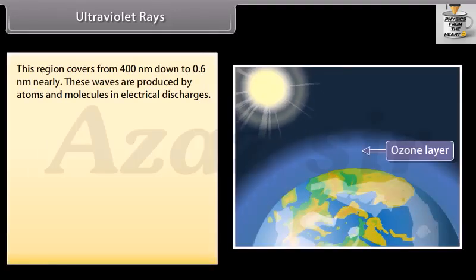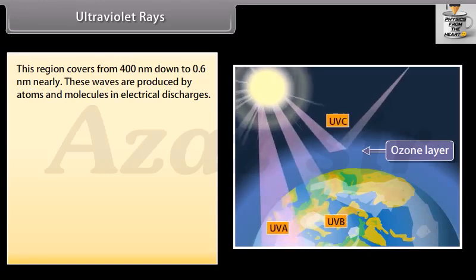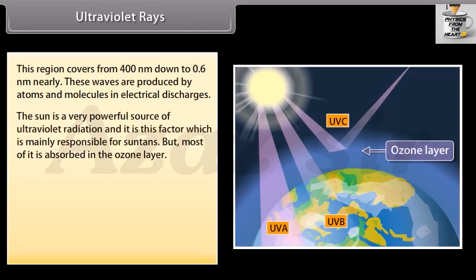Ultraviolet rays. This region covers from 400 nanometers down to nearly 0.6 nanometer. These waves are produced by atoms and molecules in electrical discharges. The sun is a very powerful source of ultraviolet radiation, and it is this factor which is mainly responsible for suntans, but most of it is absorbed in the ozone layer.